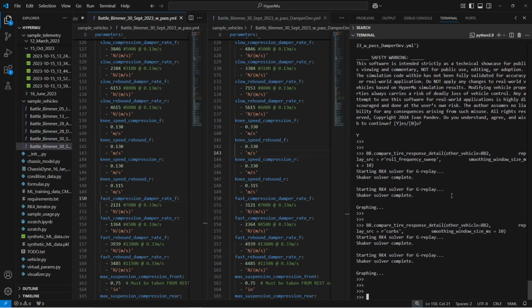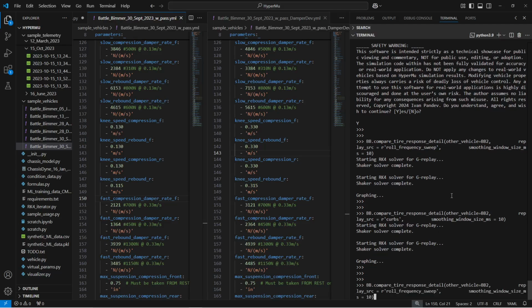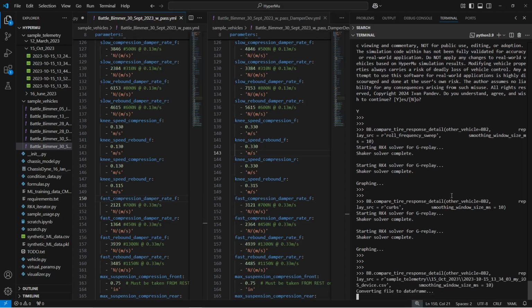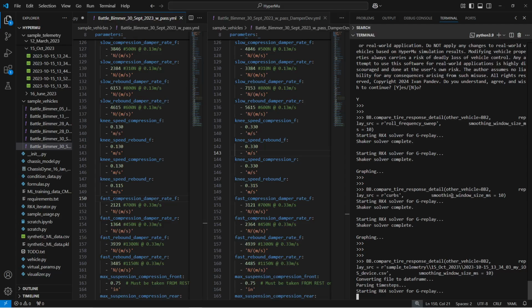Finally, let's do a test scenario of real-world g-forces rather than synthetic unit tests. We'll go back to the compare tire response detail function, and as we did in the last video, we will specify the file containing our telemetry data, and we'll go ahead and launch that study.